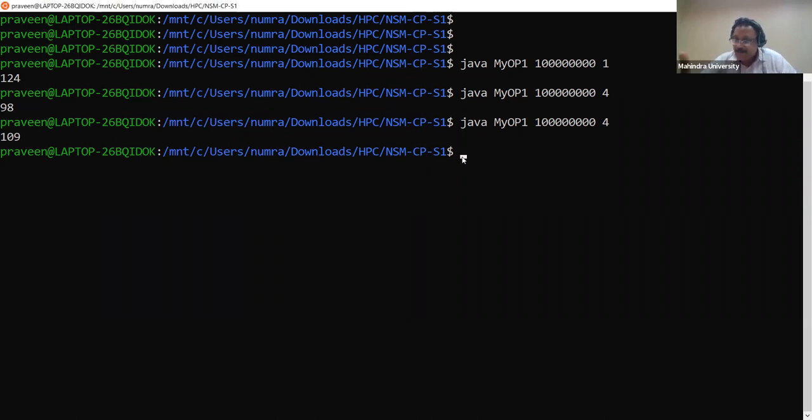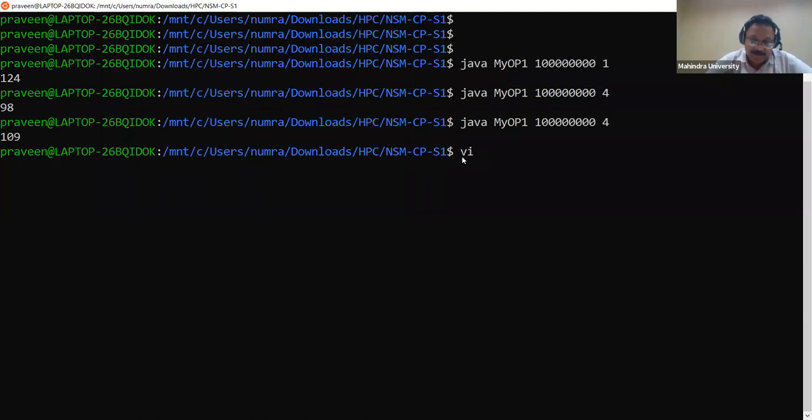Next one. The takeaway point from this example is that execution time depends upon the type of operation. That means here, in the division operation, integer division takes more time as compared with addition, subtraction, and multiplication.